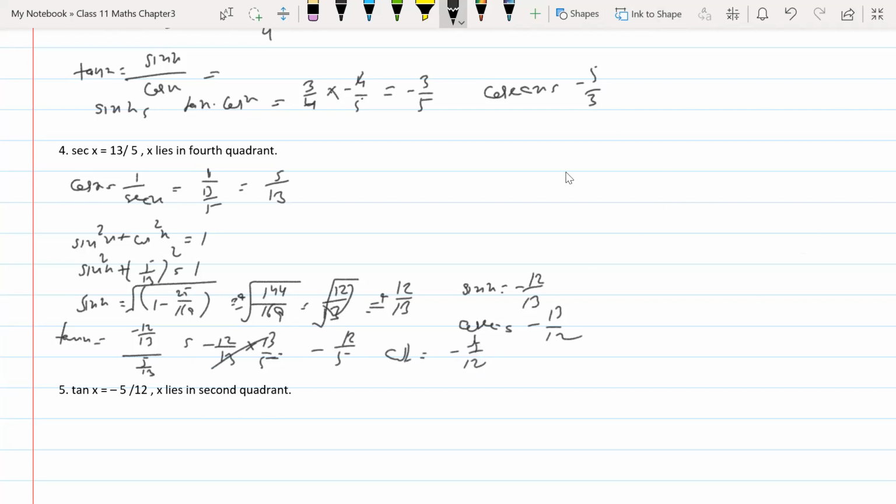So values of all: sin x is minus 12 by 13, cosecant x is minus 13 by 12, cos x is equal to 5 by 13, and secant x is given 13 by 5.